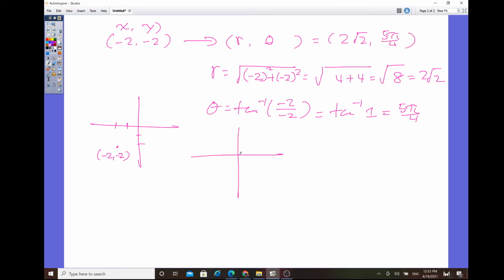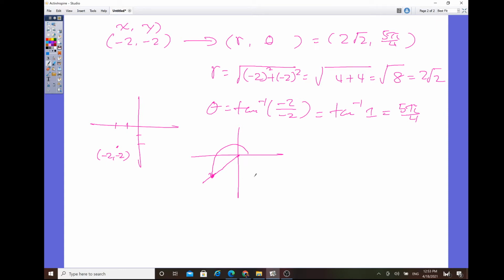So again, using that polar coordinate, start at the polar axis, this one 5 pi over 4 units, and then the radius, 2 root 2. So here's 1, here's 2, 2 root 2 is a little bit longer, somewhere over here for that point.